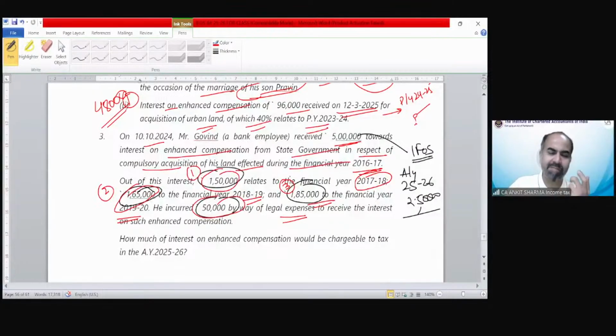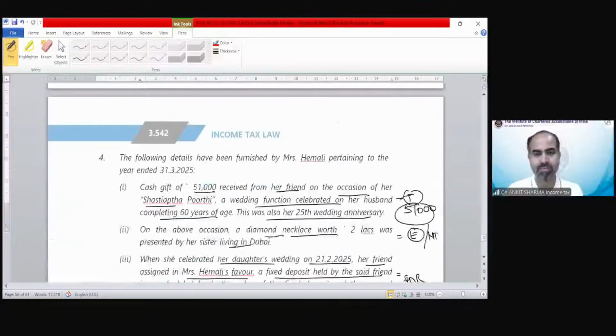The provisions are very simple. If you receive any interest on EC or OC, then in the year of receipt, 50% is going to be taxed and 50% is going to be exempted. And the taxability will be under income from other sources. So out of these 5 lakh rupees, 2,50,000 is going to be taxed under income from other sources. As simple as that. Okay.